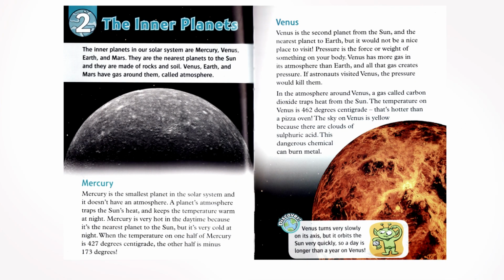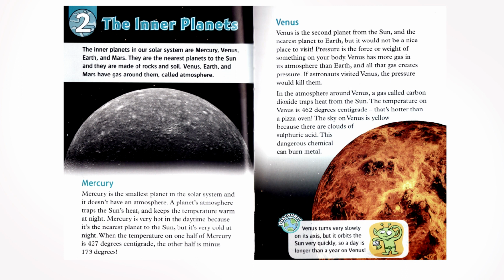Chapter 2. The Inner Planets. The inner planets in our solar system are Mercury, Venus, Earth, and Mars. They are the nearest planets to the Sun, and they are made of rocks and soil. Venus, Earth, and Mars have gas around them called atmosphere.